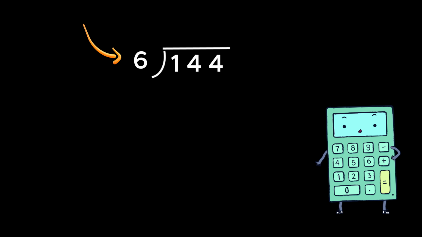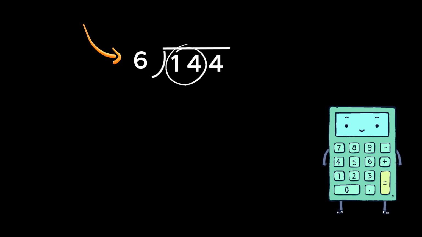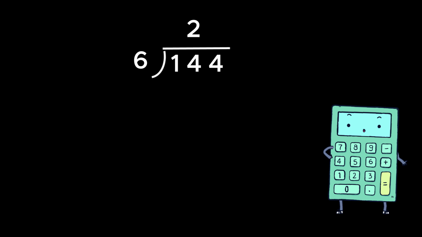Example 2, 144 divided by 6. Can 6 go into 1? No. Look at the first 2 digits. Can 6 go into 14? Yes, 2 times. 2 times 6 equals 12. Write 2 above the 4.